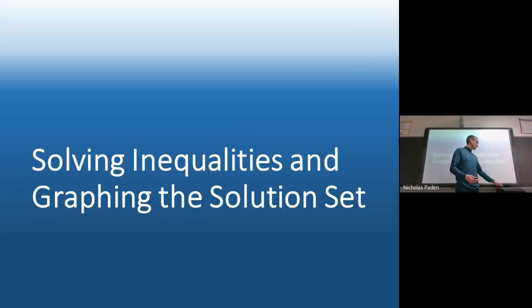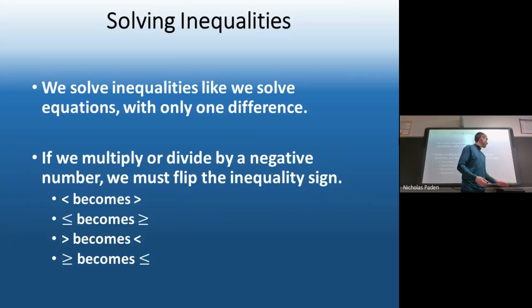And so that difference is whenever we have to multiply or divide by a negative number, we have to do something. And so this is the only difference between solving equations and solving inequalities, and it's right here. If we multiply or divide both sides by a negative number, we have to flip the inequality sign.